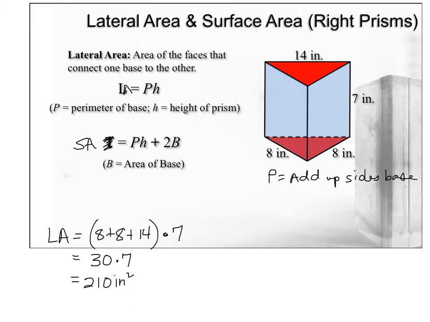210 inches squared. Now, the surface area. The surface area formula, and again, I'm going to change these a little bit here, and you can write these as I go. The surface area of a prism is the lateral area, or the sides, added to 2 times what we call the area of the base. That's what the big B stands for.